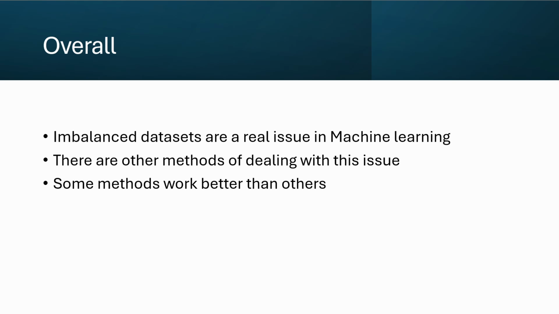Moving on to the overall summary of this video, we showed that imbalanced data sets are a real issue in machine learning, and that these methods can be used to fix them, although some of them are not perfect, and some methods are actually better than others. So usually you need to do trial and error. It's the only way really to figure out which way is best.